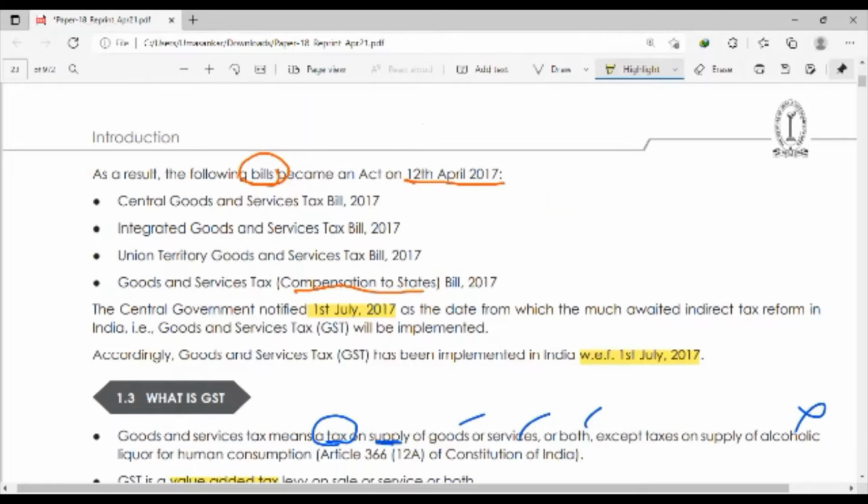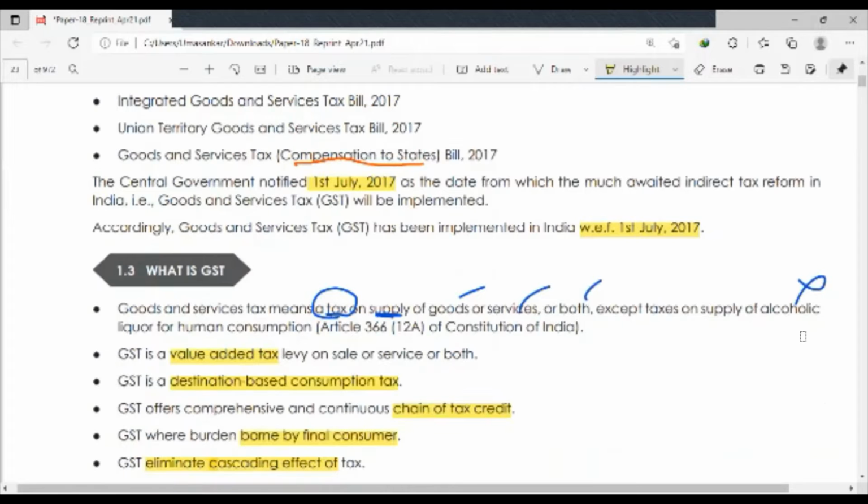Okay, for that reason, as a result, the following became acts on 12th April 2017: Central Goods and Services Tax Bill 2017, Integrated Goods and Services Tax Bill 2017, Union Territory Goods and Services Tax Bill 2017, Goods and Services Tax Compensation to States Bill 2017. The central government notified on 1st July, and from 1st July, the GST Act came. It was implemented, and all the laws were applicable to all the states.